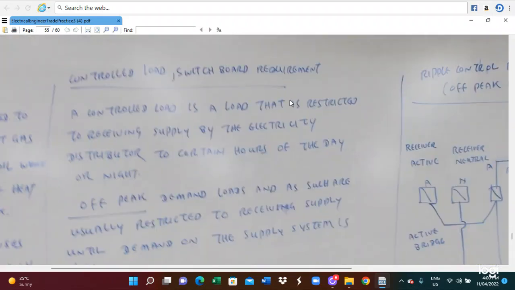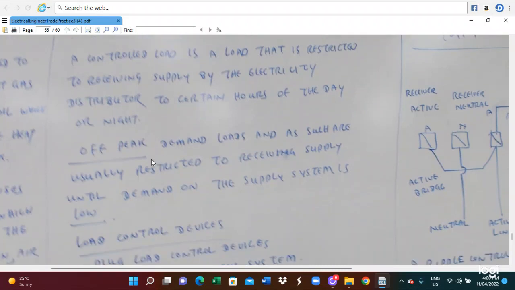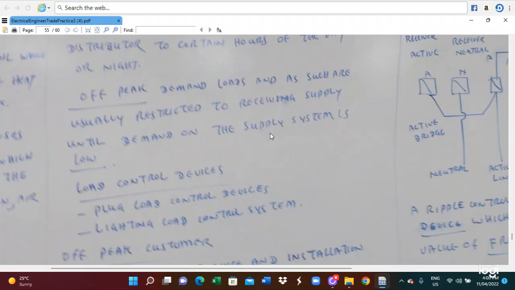Control load and switch modes are requirements. Control load is a load that is restricted to receiving the supply from the electricity distributor to certain hours of the day or the night. Off-peak demand loads as such are usually restricted to receiving the supply when the demand on the system is low.